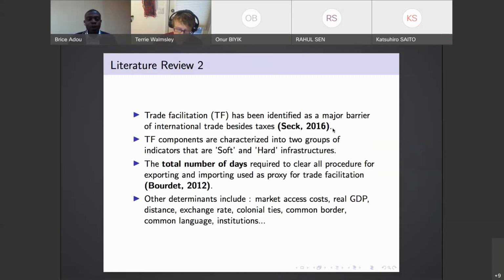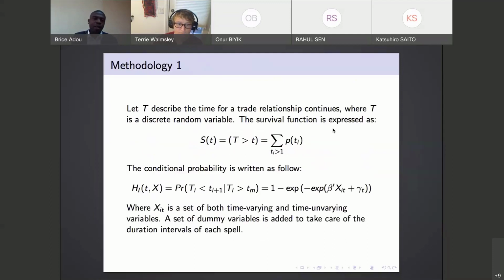But we have also other determinants such as market access, real GDP that will help us, and institutions also, that will help us capture the effect of trade facilitation on the global value chain that we want here.